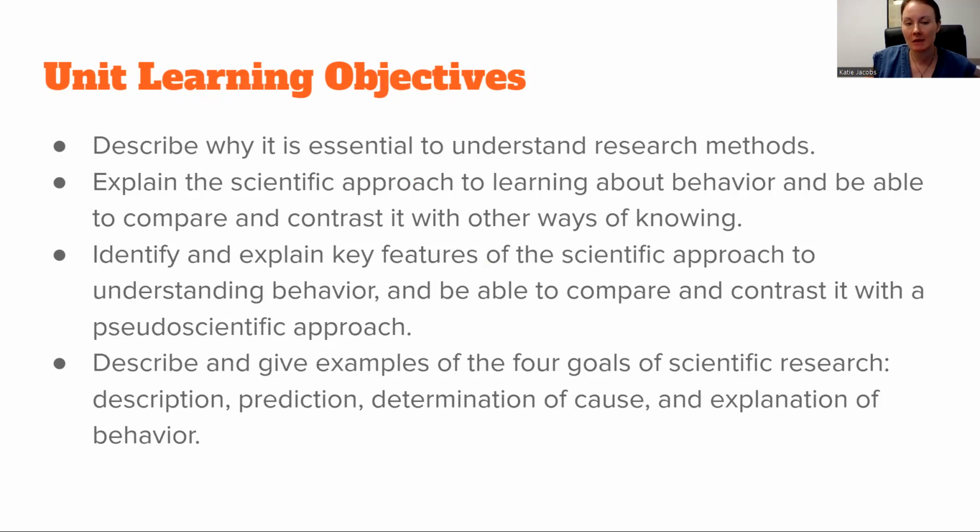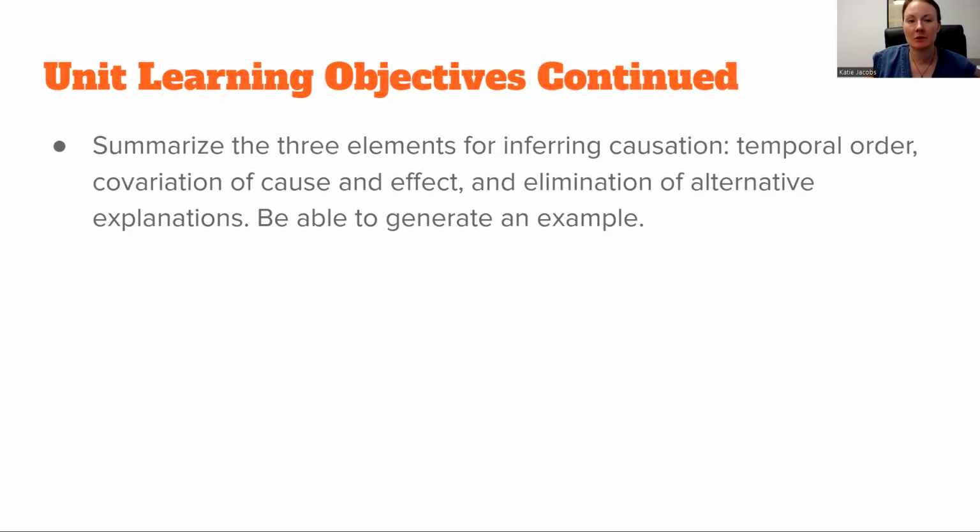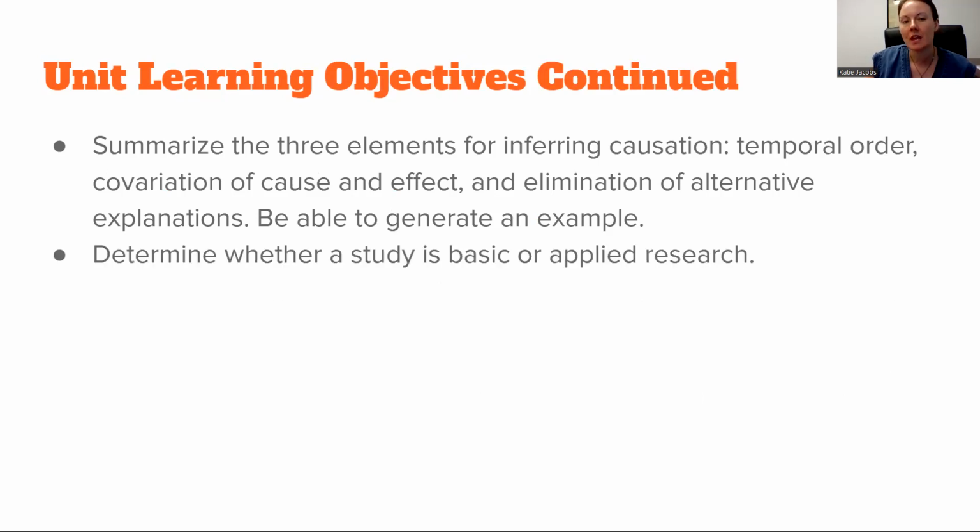I want you to be able to describe and give examples of the 4 goals of scientific research: description, prediction, determination of cause, and explanation of behavior. I also want you to be able to summarize the 3 elements for inferring causation, which is temporal order, covariation of cause and effect, and elimination of alternative explanations. And then I want you to be able to generate examples of each of these. I want you to be able to determine whether a study is basic or applied research.